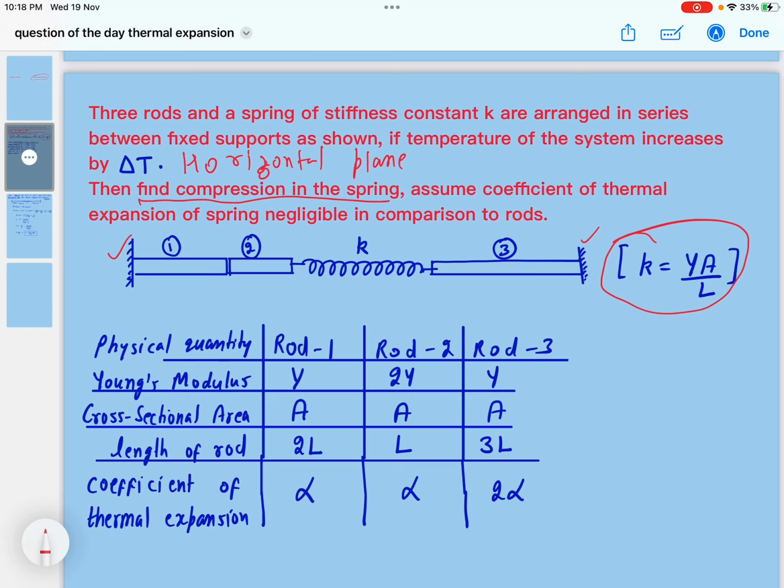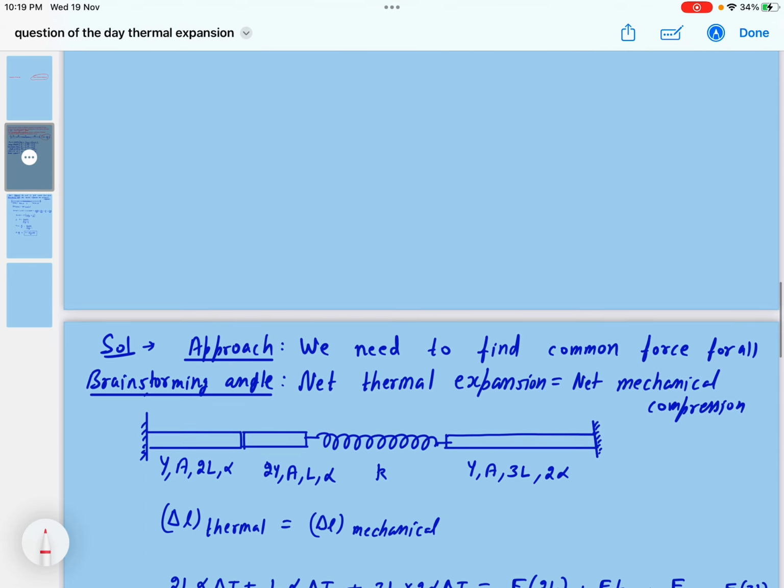So here first of all, what do we need to think? What we can observe is that it is in the horizontal plane and it is in equilibrium. So the horizontal force at each and every point should be the same. The force for rods 1, 2, 3 as well as for the spring should be the same. A common force should be there. So first we should try to find that common force. That should be our approach.